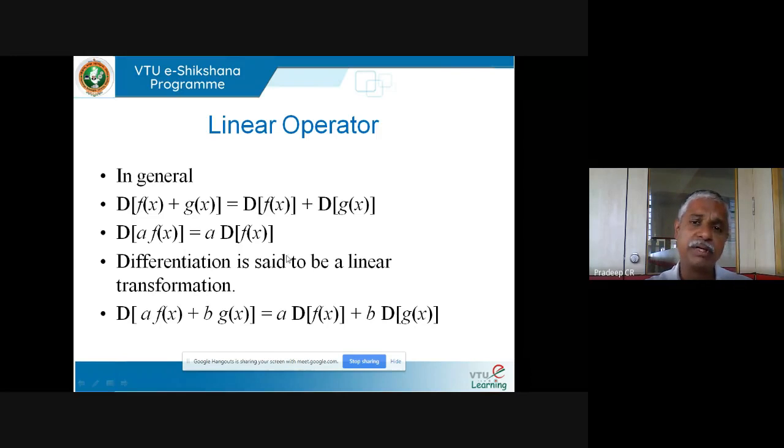You learn many properties of differentiation, but this is the most important and relevant for this course. So whenever somebody talks about differentiation, please keep this in mind. This is called linear transformation because it satisfies this property which you see in the last line of your slide.